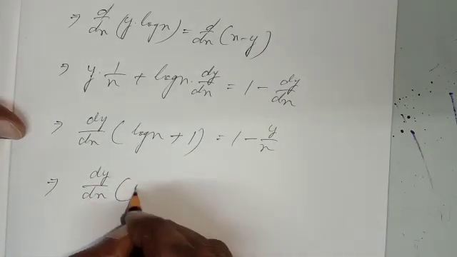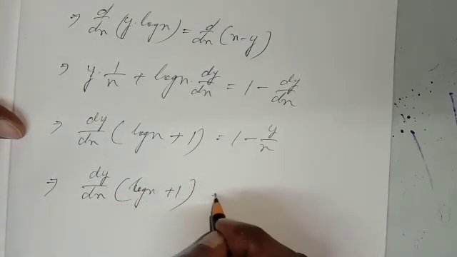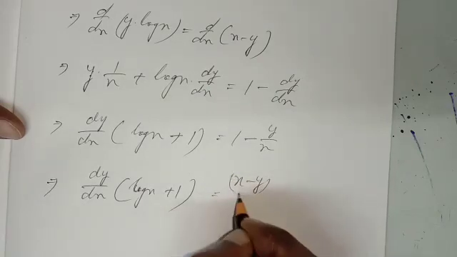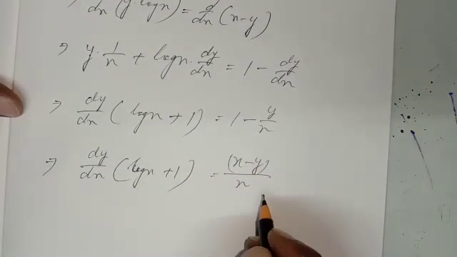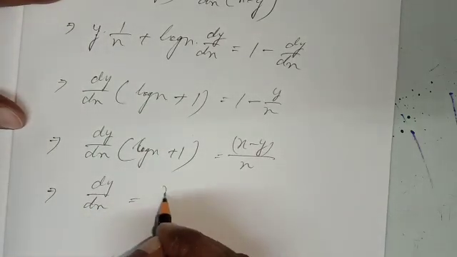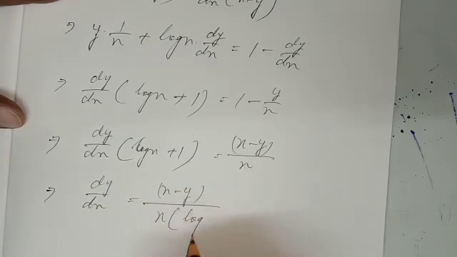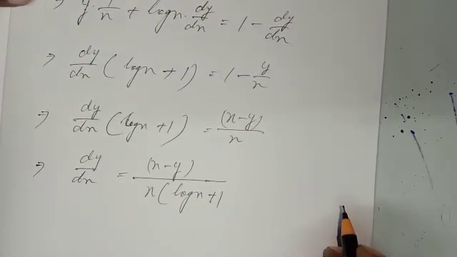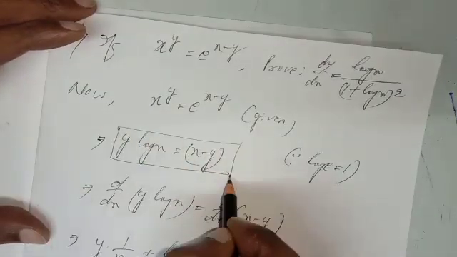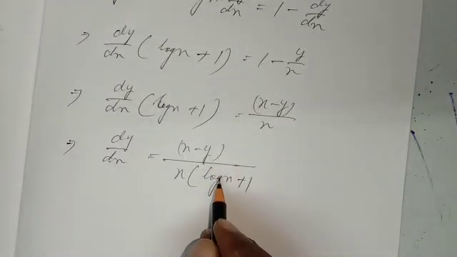After that, dy by dx into (log x plus 1) is equal to (x minus y) by x. This implies dy by dx is equal to (x minus y) by x into (log x plus 1). Just see here, what is the value of x minus y? From the given equation, x minus y value is y log x.